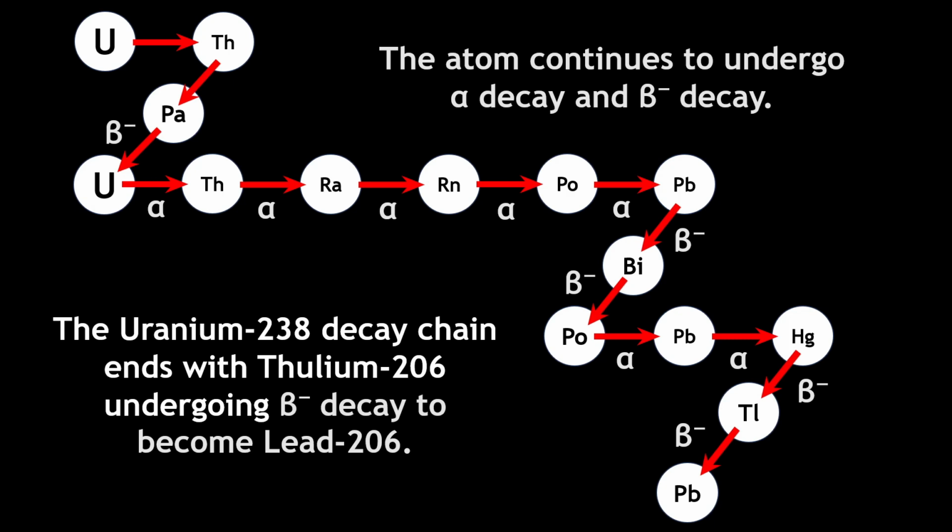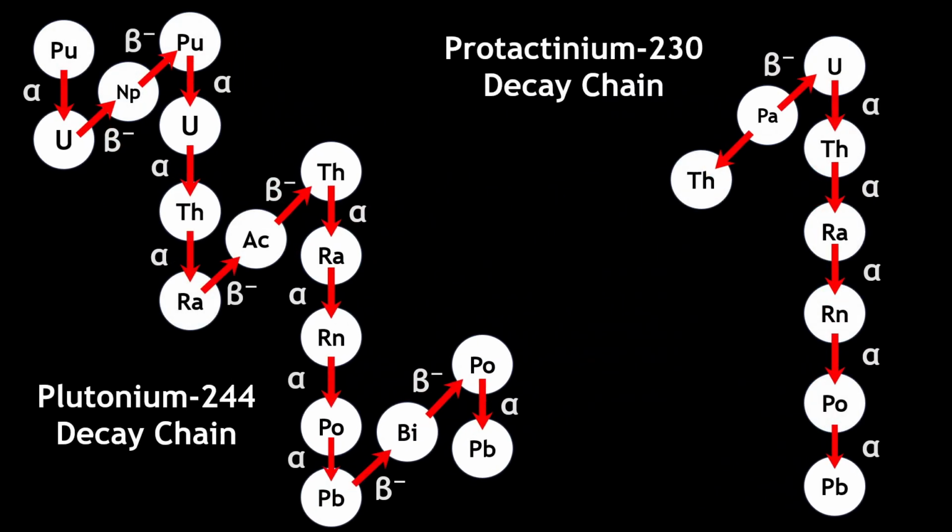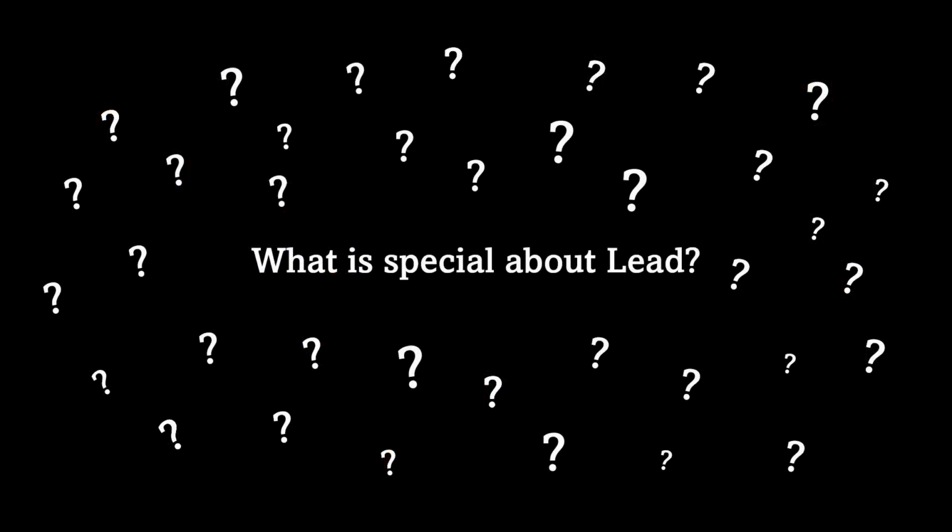This isn't the only decay chain that ends with lead. Here are just a few examples of radioactive elements whose final decay product is an isotope of lead, via the following chains. But what is so special about lead that is consistently found at the end of decay chains?